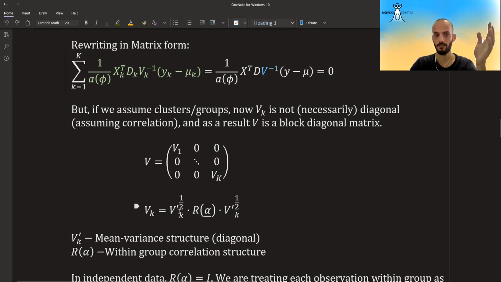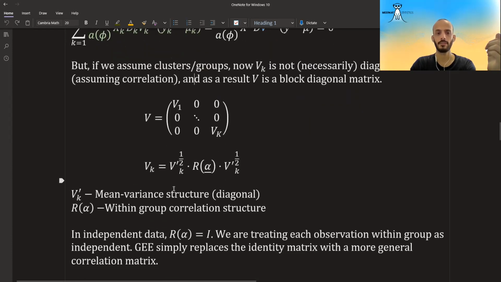The Vk stand for the mean variance relationship, and these are still diagonals. So they can basically be taken to be the square root of themselves, to the power of half. And then incorporate here some correlation structure, okay? So here, the V dash stands for mean variance structure, and the R alpha is a within group correlation structure. And I write here the underbar because alpha can be a vector of correlation parameters, yeah?